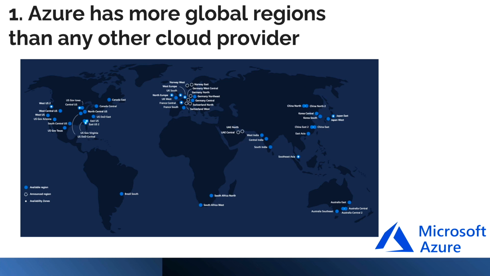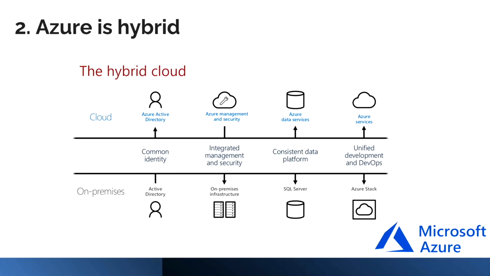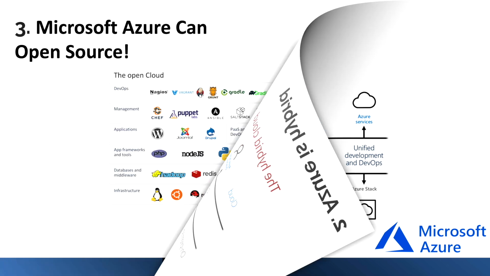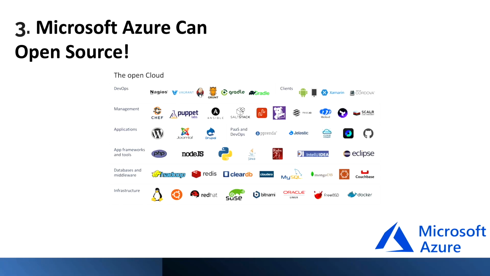Now, there are so many other reasons as well. For example, Microsoft Azure has more global regions than any other cloud provider. Secondly, Microsoft Azure is hybrid. That means you can use it in combination with your cloud services as well as your on-premise services. Thirdly, Microsoft Azure is open source friendly. That means you can use open source software tools in the cloud, for example, for big data analytics such as Hadoop, Apache Spark, etc.